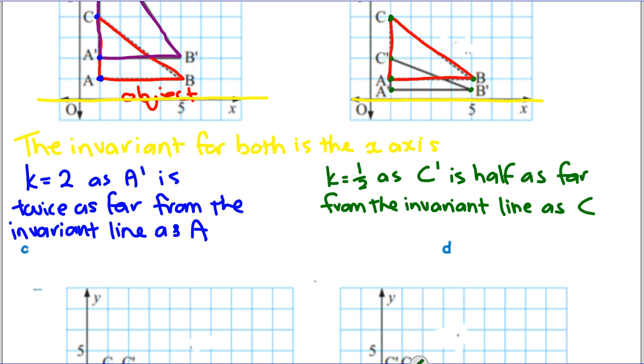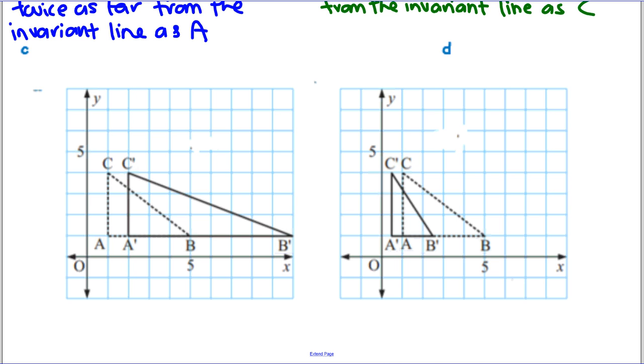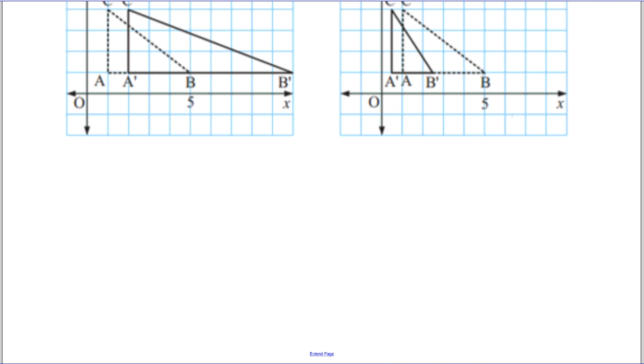So we just had to state what the scale factor is, but we're just writing notes for ourselves so that we can look back on this in year 11 and remember how we did it. Now there's some more examples down here, same thing. Just state what the invariant line is and what the scale factor is.